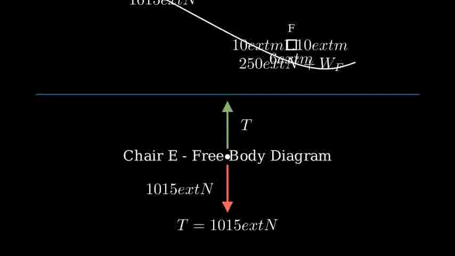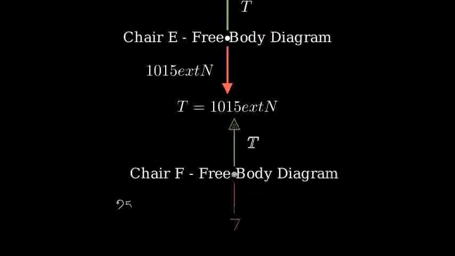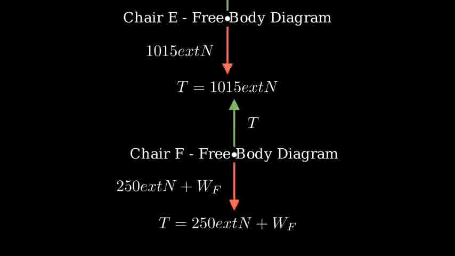Now let's look at chair F. Again, we have tension in the cable acting upward and the combined weight of the chair and skier acting downward. Since the system is in equilibrium and the tension must be the same throughout the cable, we can write that the tension equals 250 newtons plus the unknown weight of the skier.